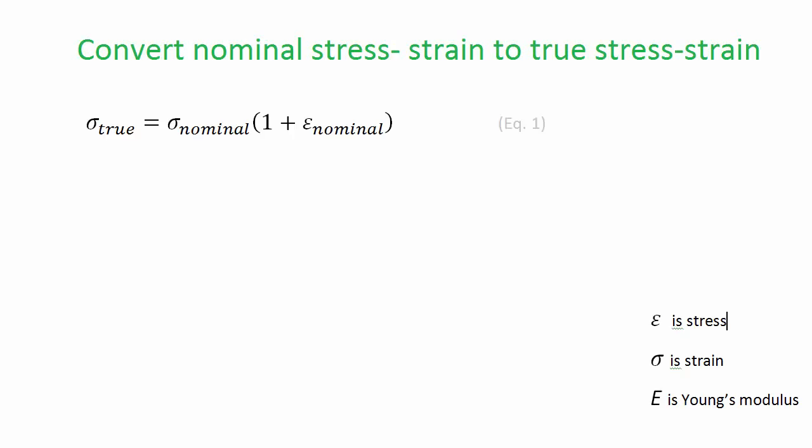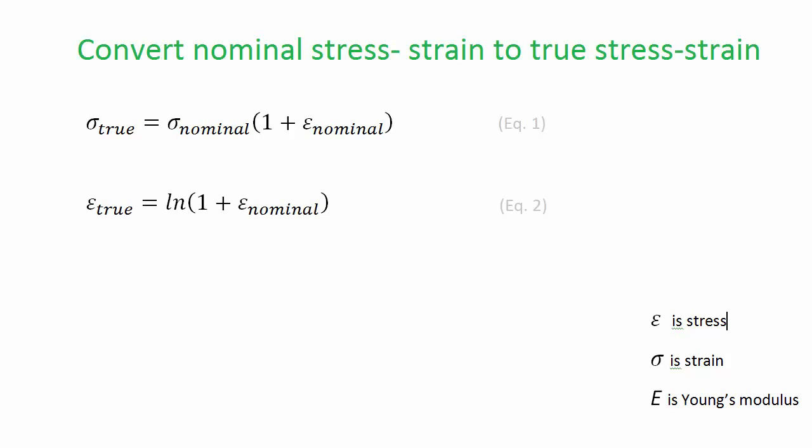Material test data is often in the form of nominal stress and strain, and I want to take a moment to explain how you would convert the nominal stress strain to true stress strain data that Abaqus can use. You find the true stress from the nominal stress and nominal strain using equation 1. The true strain is found from the nominal strain using equation 2.